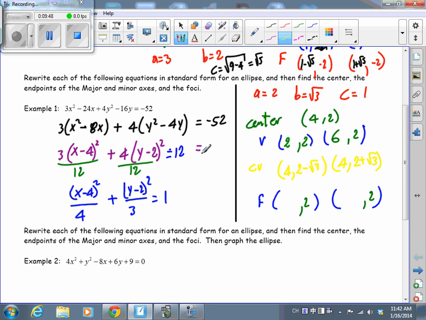You always subtract on one and add to the other. It really doesn't matter, but I prefer you subtract first for grading purposes, so that when I'm grading, I know what you're doing. All right, for the foci, I will do 4 minus 1 to get 3, 4 plus 1 to get 5.